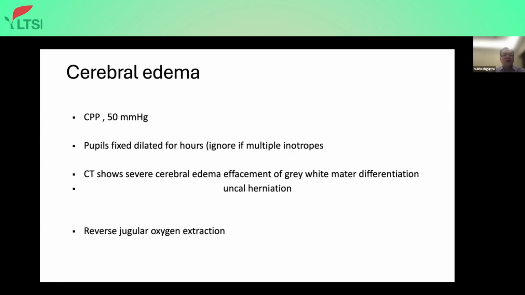Next. Now, if there is cerebral edema, I think Julia Brendan first said that if you have had pupils fixed and dilated for hours, only then should you not consider transplantation. And particularly if they've been on multiple inotropes, then sometimes pupillary reaction may not be seen. Or if a CT scan shows severe cerebral edema, and we've had this situation where we were debating whether we should do transplant or not. Ultimately, we did do the transplant, but the person did not recover from his cerebral edema. And of course, reverse jugular oxygen extraction could help in a situation like this.